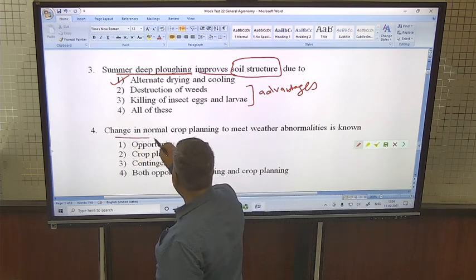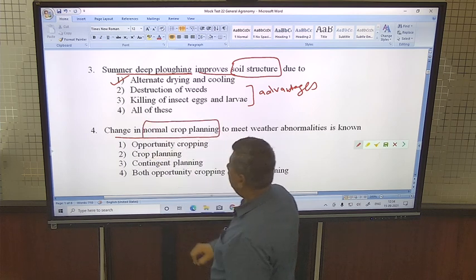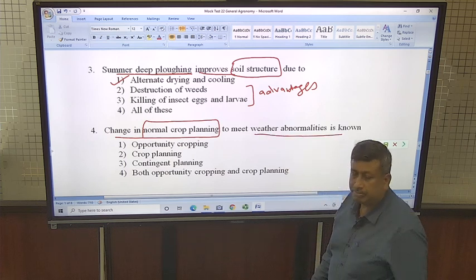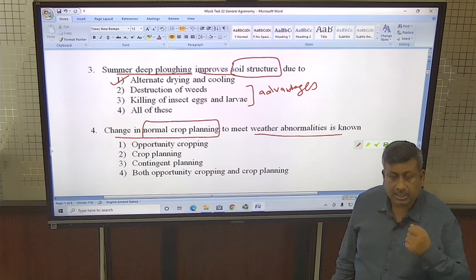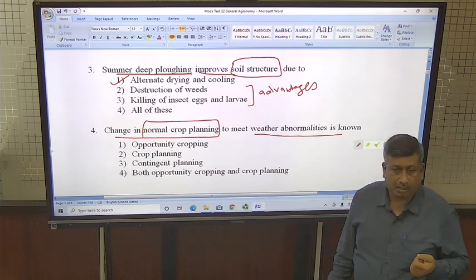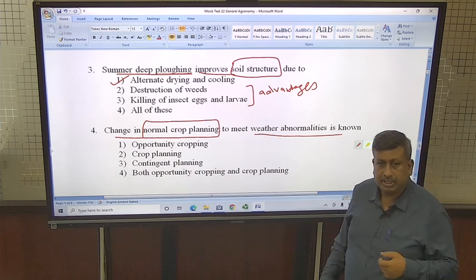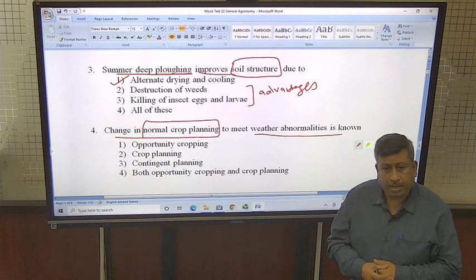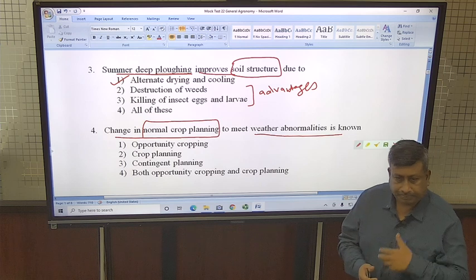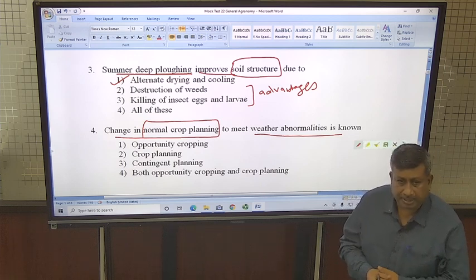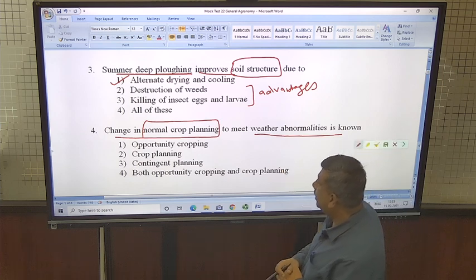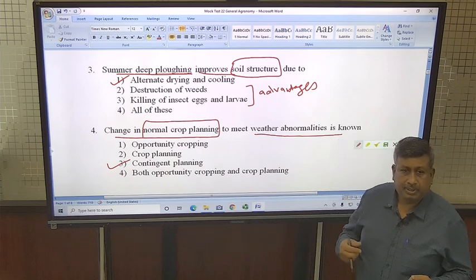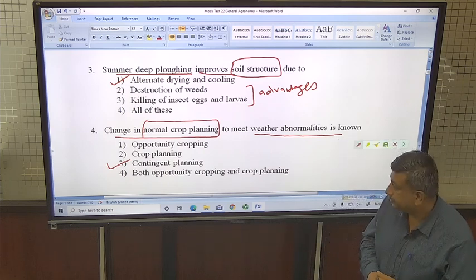Next question: change in normal crop planning. Normal crop planning is changed to meet weather abnormalities. Sometimes weather abnormalities may be drought condition, mid-season drought, flood or excess rainfall. There may be several abnormalities. When there are weather abnormalities, crop planning is changed to grow the crop in the season, and such planning is known as contingent planning. Contingent planning is done if there is abnormality in weather.